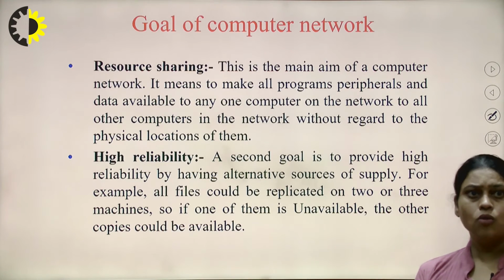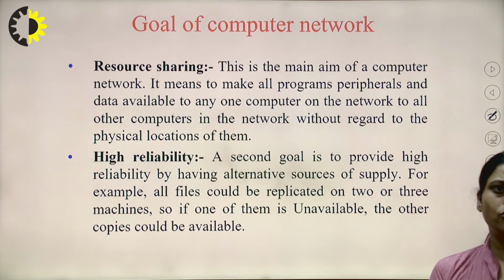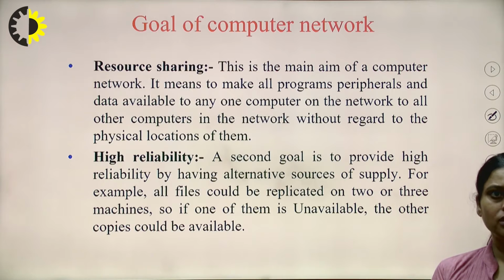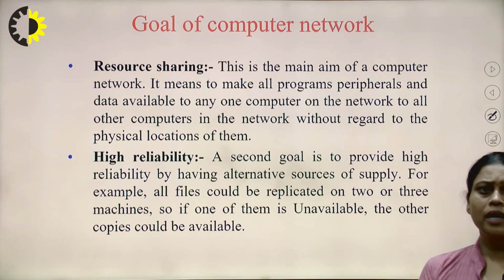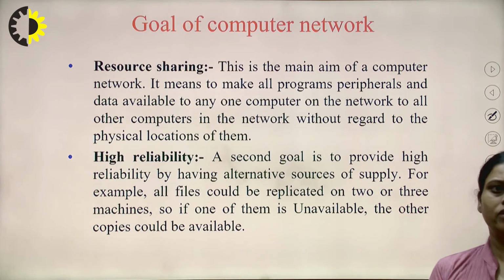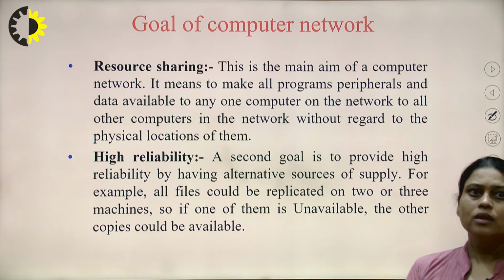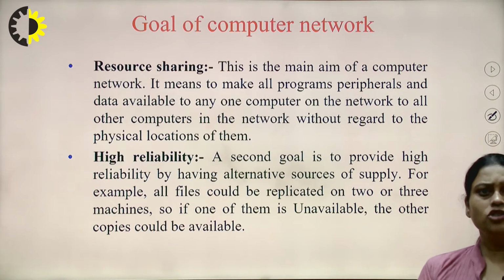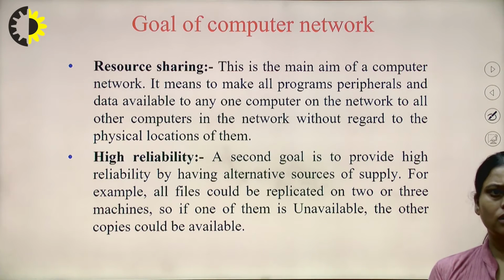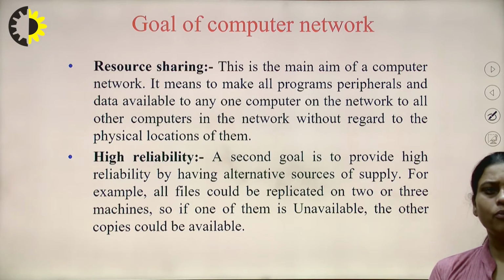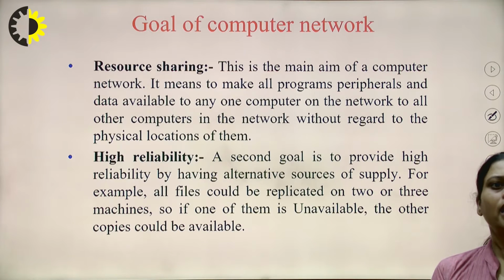Now, we come to the goals of computer network. Why is there a need of computer network? Well, we have already used computers. So, there are a number of advantages or benefits of using a computer network. The first goal of using a computer network is resource sharing. The purpose of resource sharing is that we can share the data, we can share the information through the network. So, this is the main aim of computer network. It means to make all the programs, peripherals and the data available to any computer.